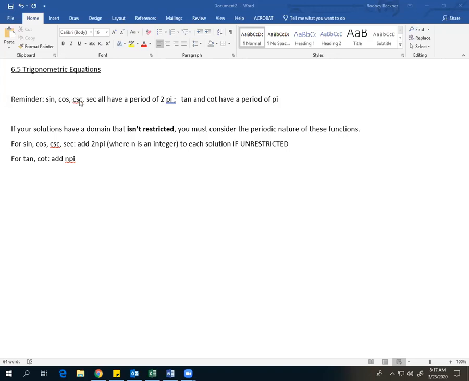So because sine, cosine, cosecant, and secant have a period of 2π, you're going to add 2nπ to the solutions, where n is a variable representing a number like 1 or -3 or 0 or 2. In fact, it represents all of them. So n can be -5, -4, -3, -2, -1, 0, 1, 2, 3, 4. It's all of them. But then for tangent or cotangent, because the period is half of that, we're only going to add nπ. Again, that's every multiple of 180 degrees. So 2nπ is every multiple of 360. nπ is every multiple of 180.